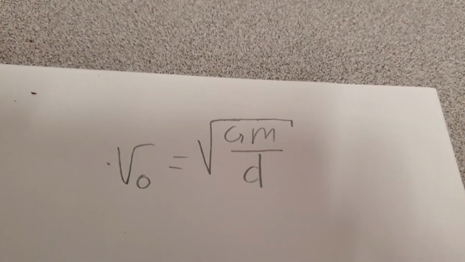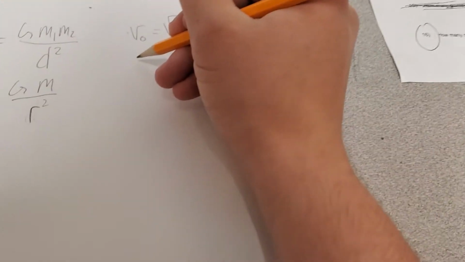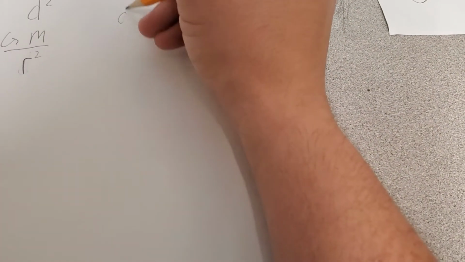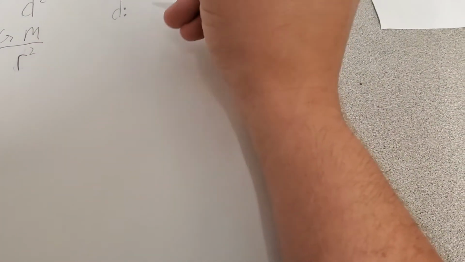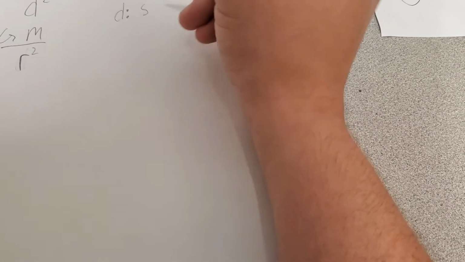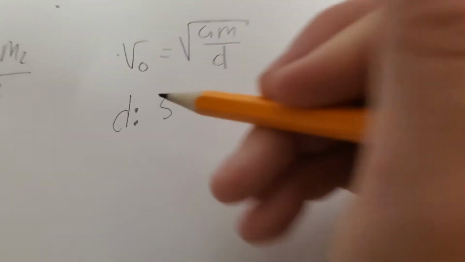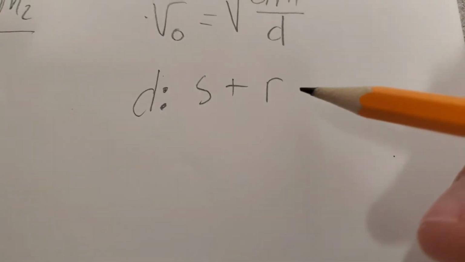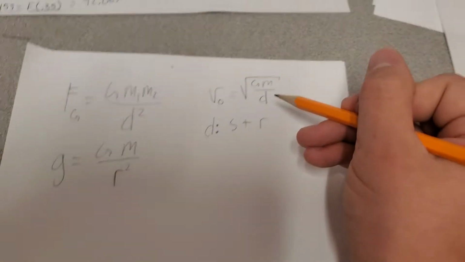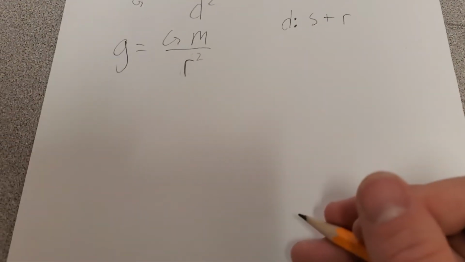Remember, for orbital velocity, most of the time you need to find d, which is equal to the height at which the satellite is orbiting, so I'll put the satellite as s, plus the radius of the planet. So d is really equal to the height of the satellite plus the radius of the planet, and that's going to be your d right there. Just remember that for orbital velocity, d is usually the height of the satellite plus the radius of the planet. And lastly, escape velocity.